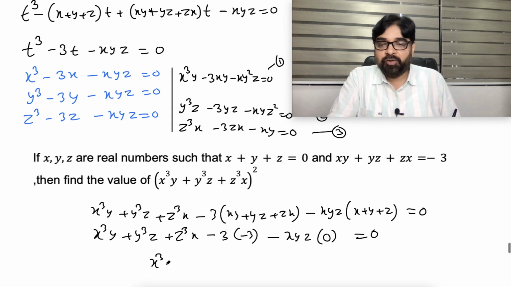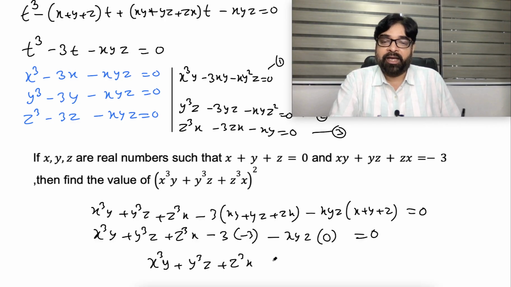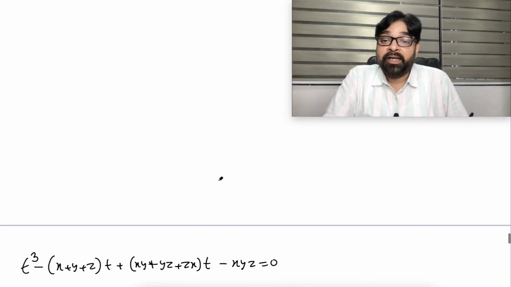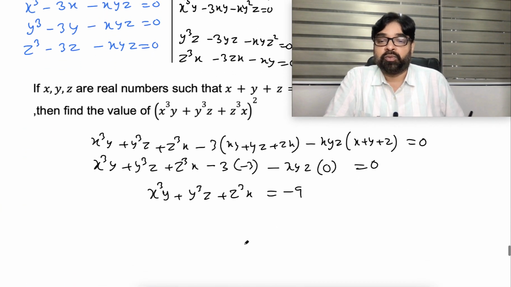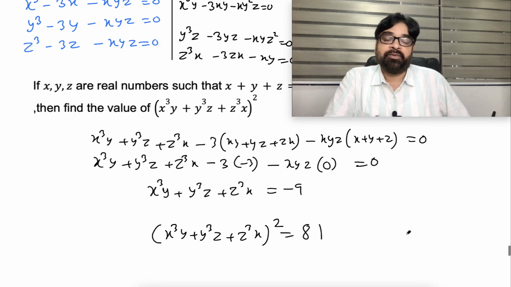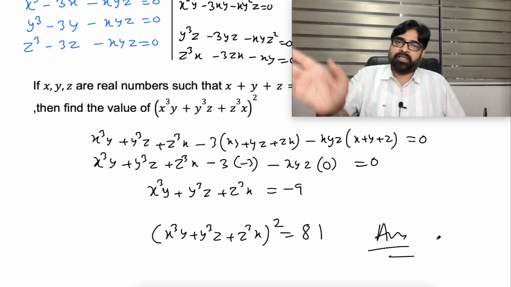So you will get x cube y plus y cube z plus z cube x equal to minus 9. But they ask for the power 2. So (x cube y plus y cube z plus z cube x) whole square will be 81. Finished. This is the answer. Very simple question.